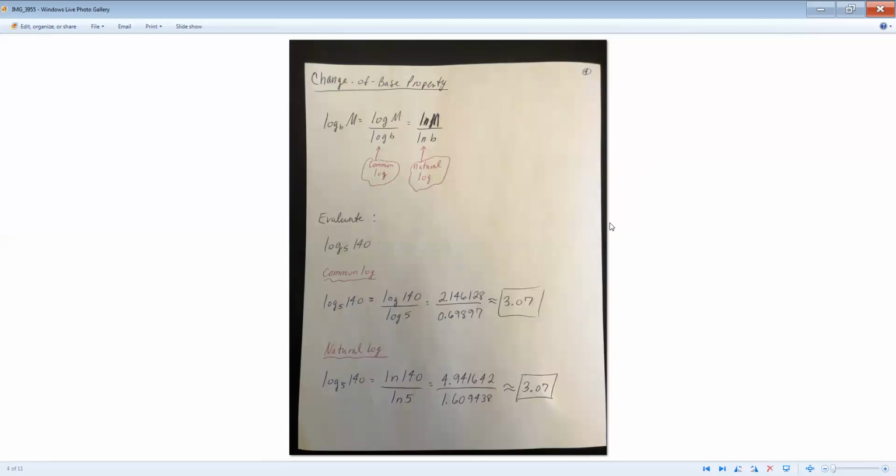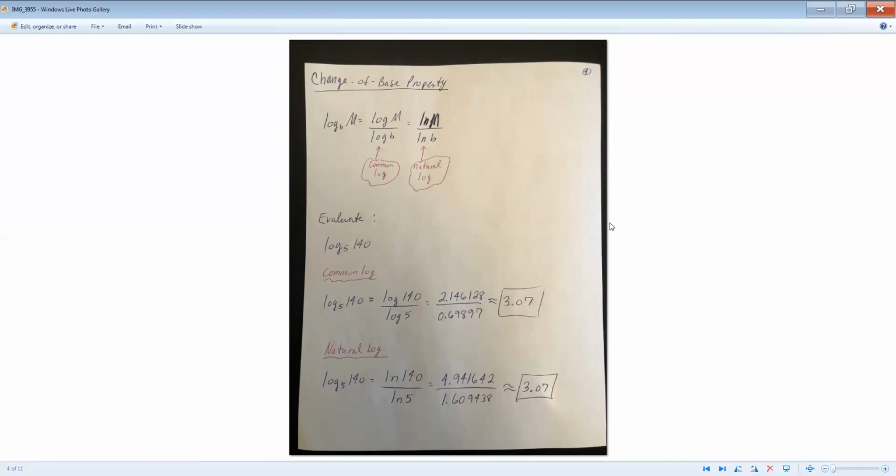Last property in the section: log base b of m is equal to log of m over log of b if you decide to use the common log, or natural log of m over natural log of b. It's called the change of base property, or the change of base theorem. A lot of scientific calculators only have the option of using the common log or the natural log. So if you have a base that's something other than 10 or e, we use the change of base property, with the common log or the natural log, to figure out the numerical value.